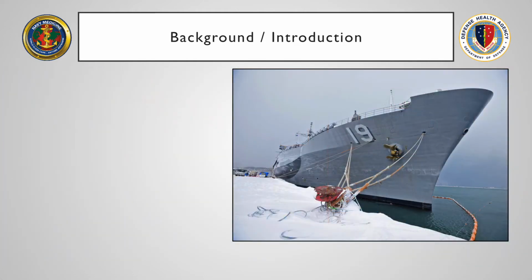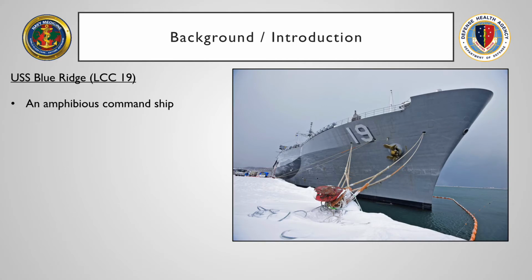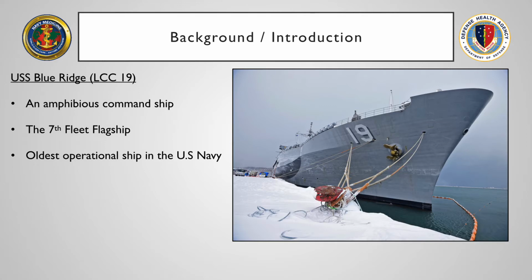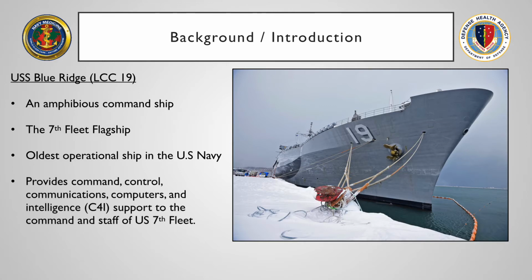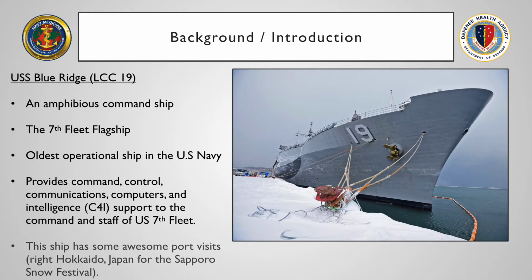The USS Blue Ridge, or LCC-19, is an amphibious command ship. It's the 7th Fleet's flagship and it's the oldest operational ship in the U.S. Navy. Its job is to provide command, control, communications, and computers and intelligence support to the command and staff of the U.S. 7th Fleet. The ship basically has some awesome port visits, which, in the right picture, they're pulled into Hokkaido, Japan, right smack in the middle of the Sapporo Snow Festival.